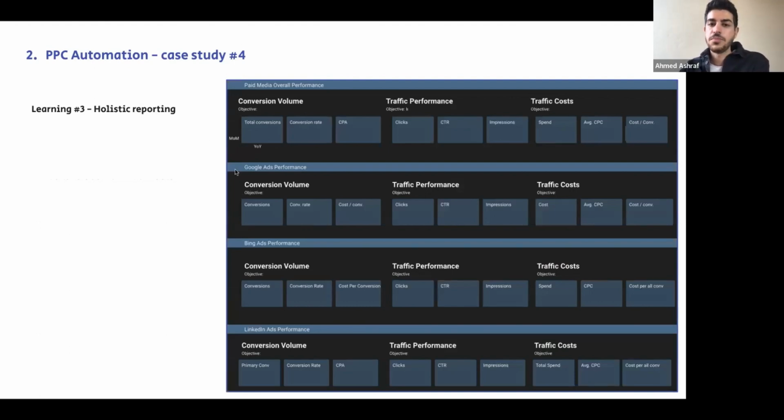This is another example of using a holistic report to cover all the channels in one place, to compare channel per channel and understand how much each channel is costing and what the return on ad spend or return on investment is on each channel. It's pretty useful. If you don't have a holistic report, I would highly suggest you start digging into it as well.